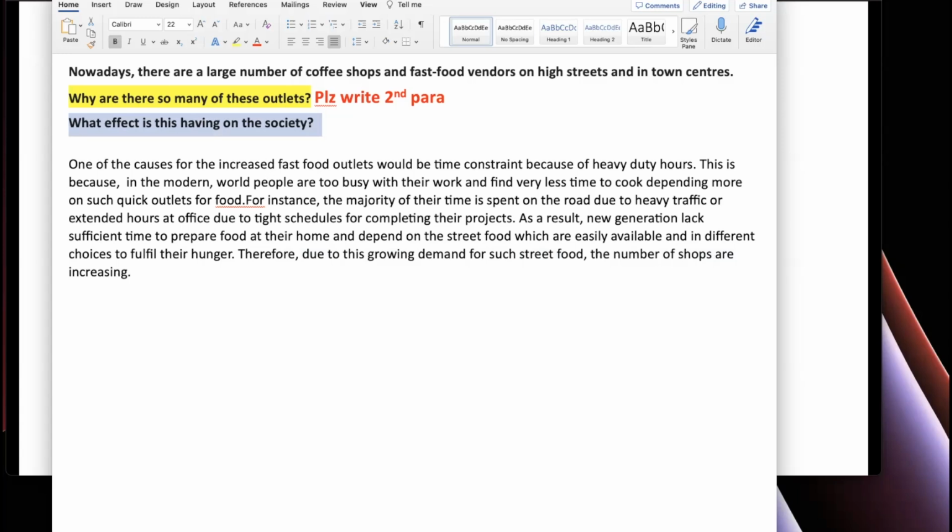Really appreciate it. Second paragraph, please write. Whoever wrote the third paragraph, please write the second paragraph. Whoever wrote the second paragraph, please write the third paragraph.